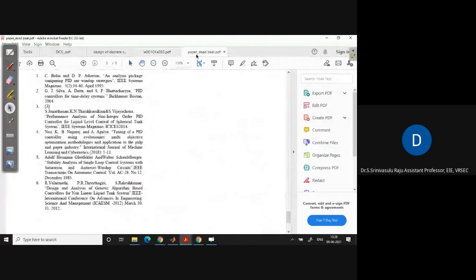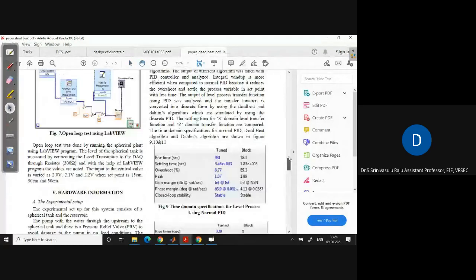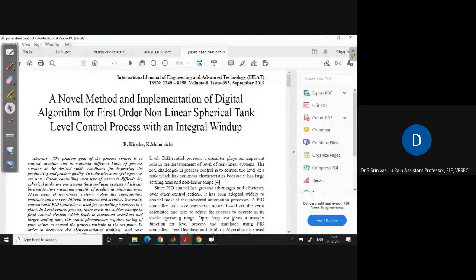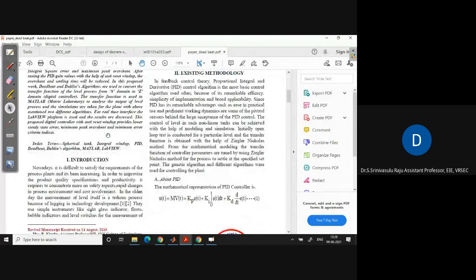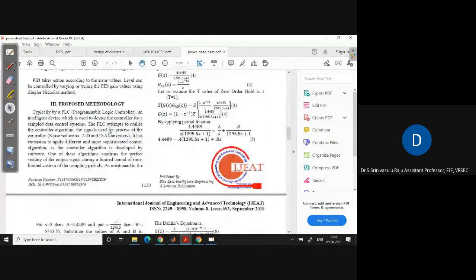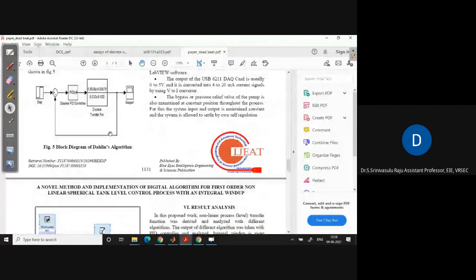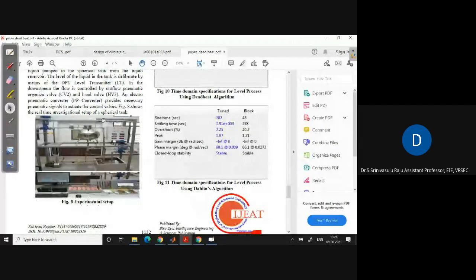And one more thing I am going to show here is one of the authors implemented the discrete algorithm for a non-linear spherical tank system. Instrumentation people, the non-linear spherical tank level process. So he has a setup like this. I am showing the setup alone. It is implemented in the lab. He has the setup in his lab.